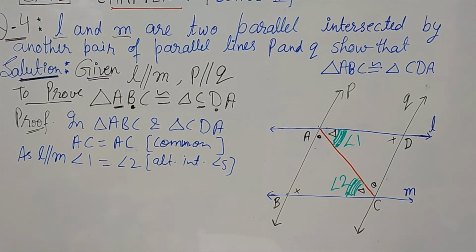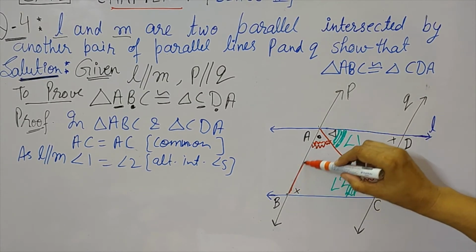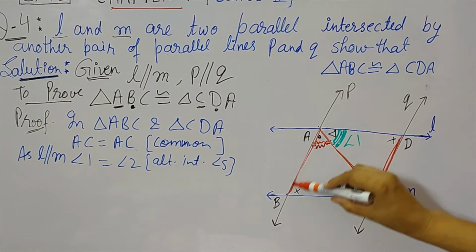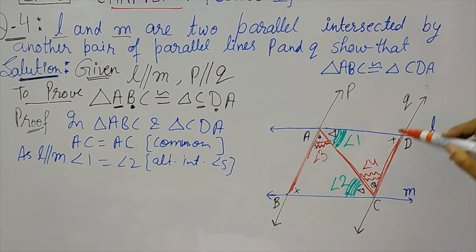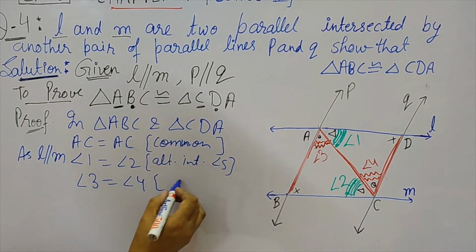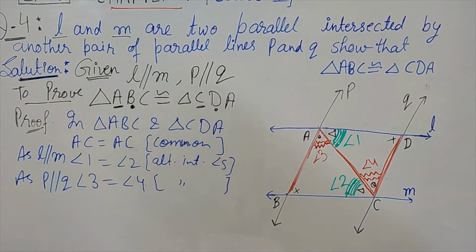Secondly, again we will talk about this angle and this angle. Again you can compare for the line P, this transversal and this line Q. P and Q are also parallel. So if we name these angles as angle 3 and angle 4, these are also forming alternate interior angles. Just write the same thing here also: angle 3 is equal to angle 4. Reason will be the same, alternate interior angles, but the lines are changed. Line P is parallel to line Q. Okay, so now let us see which three things we have taken.